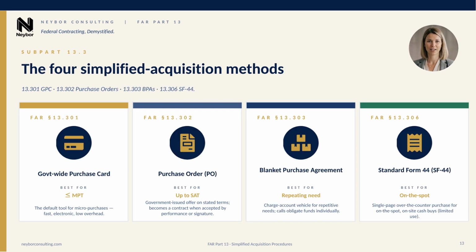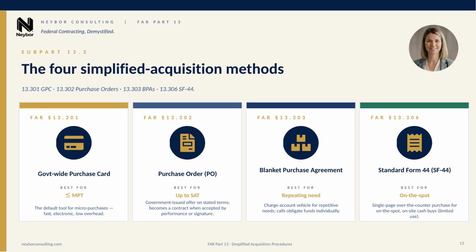Subpart 13.3, Simplified Acquisition Methods, is the contracting officer's actual toolkit. There are 4 tools. The government-wide commercial purchase card at 13.301 is the default for micro-purchases. It is fast, electronic, and has the lowest overhead per dollar. The purchase order at 13.302 is the bread and butter SAP method between the MPT and the SAT.